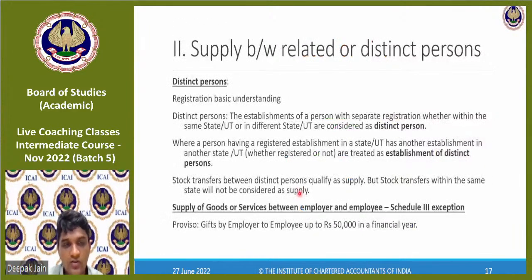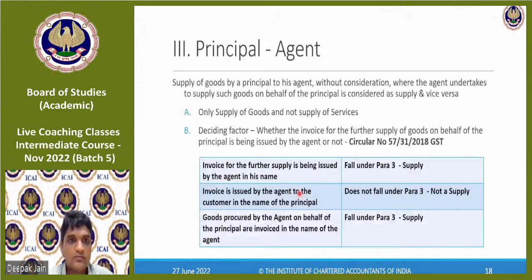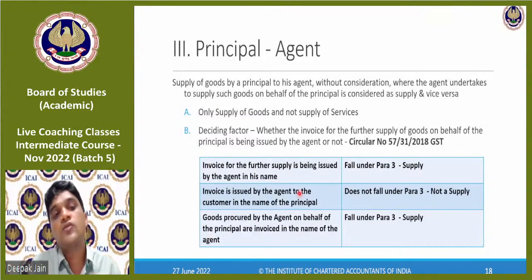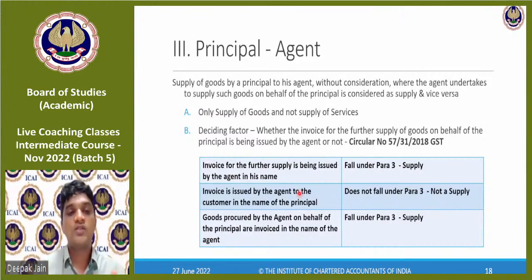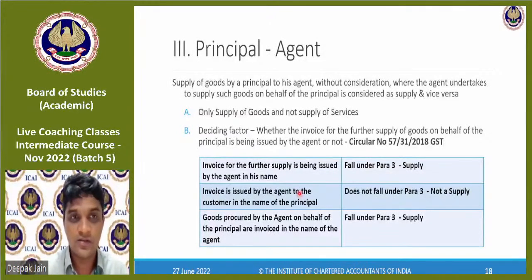Point 2, we understood: stock transfer between head office and branch office, if separate registration or from one state to another state, is liable to GST. Now, principal and agent: supply of goods by a principal to his agent without consideration, where the agent undertakes to supply such goods on behalf of the principal, is considered as a supply. Only supply of goods and not supply of services, right?